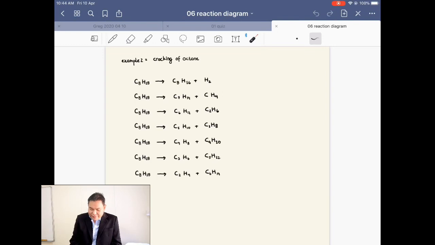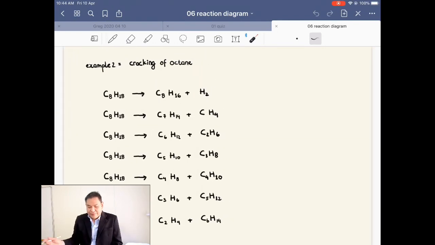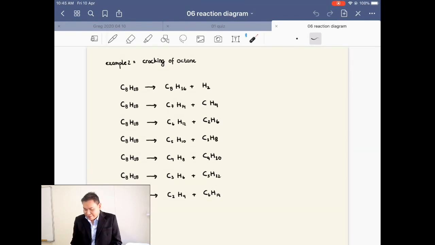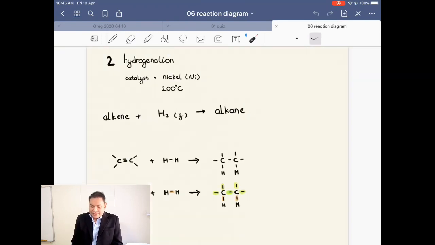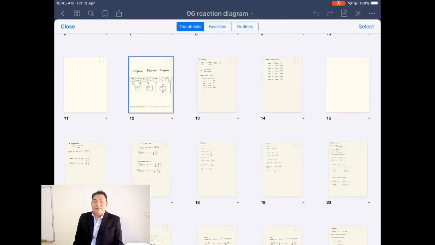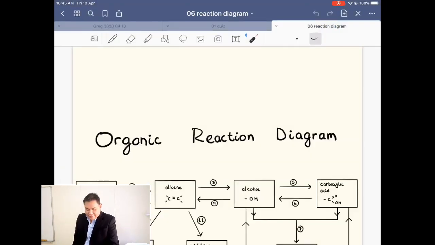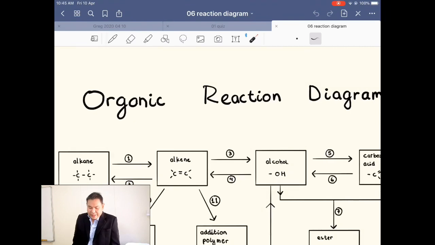I'm giving you another example, cracking of octane, right? Octane is C8H18, then it can also produce different types of products, depending on how it cuts, right? Next one, if you remember, reaction number 2 is producing alkane from alkene.